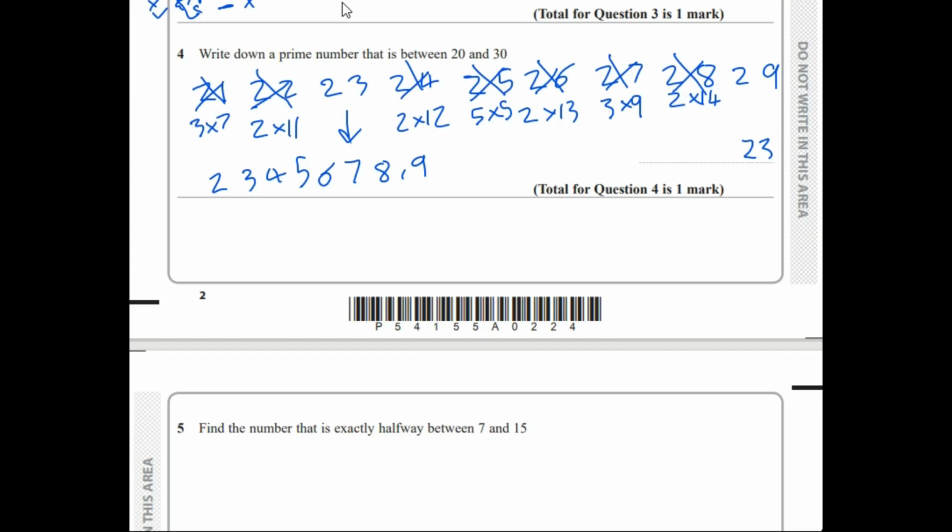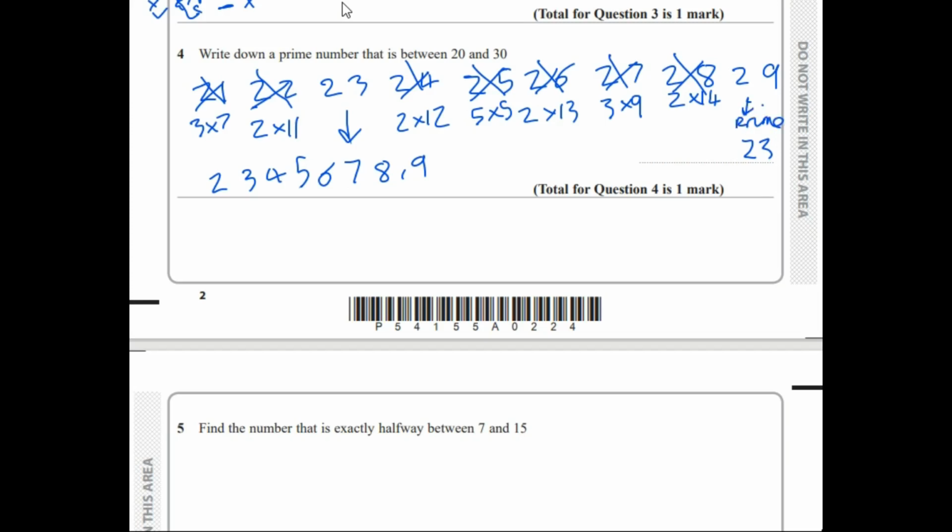Likewise, you can do the same for 29. If you go through all of the times tables between 2 and 28, none of them will include 29. So the only times tables that 29 appears in are the 1 and 29 times tables. So 29 is also prime.